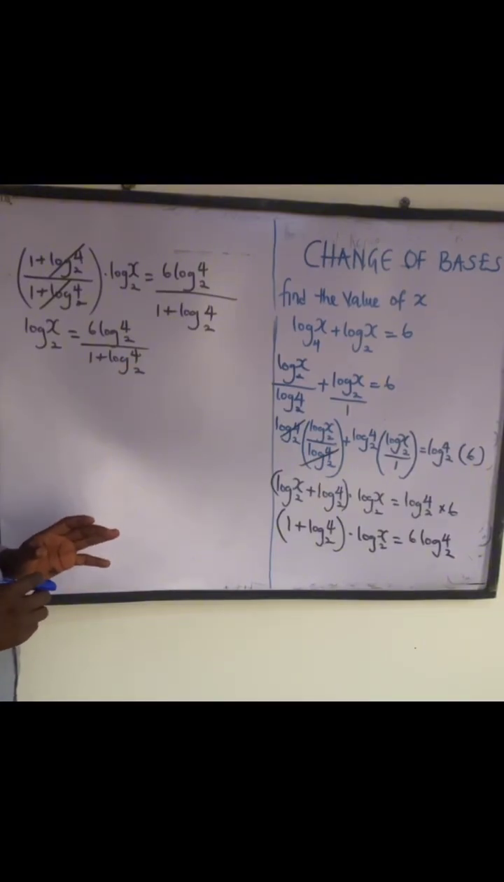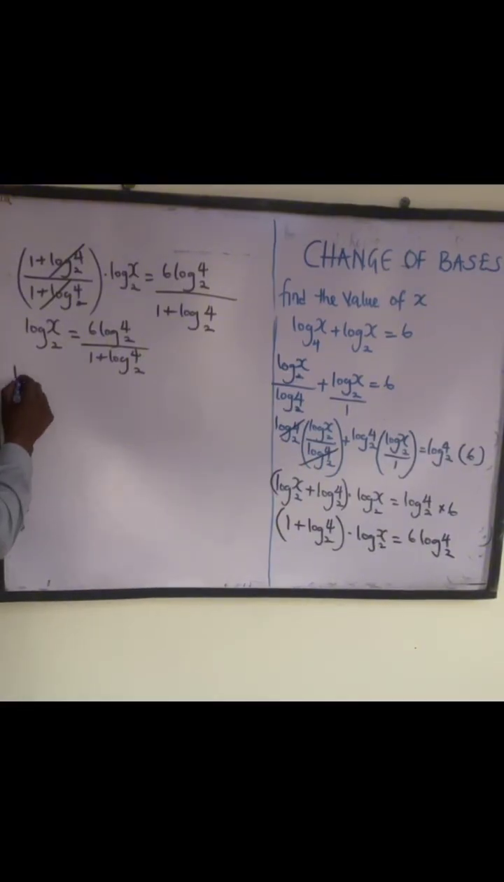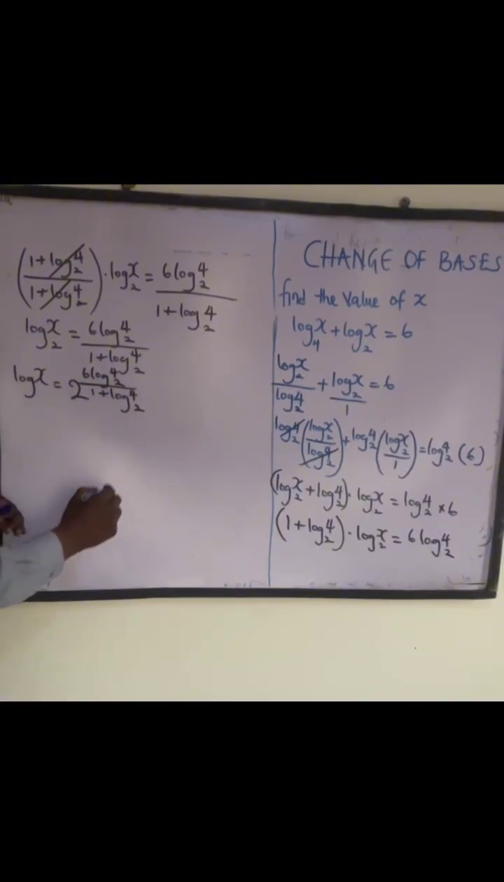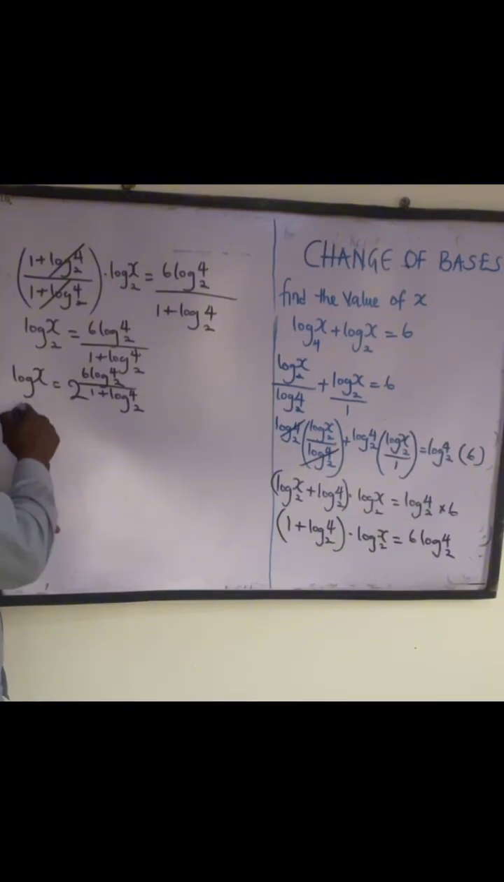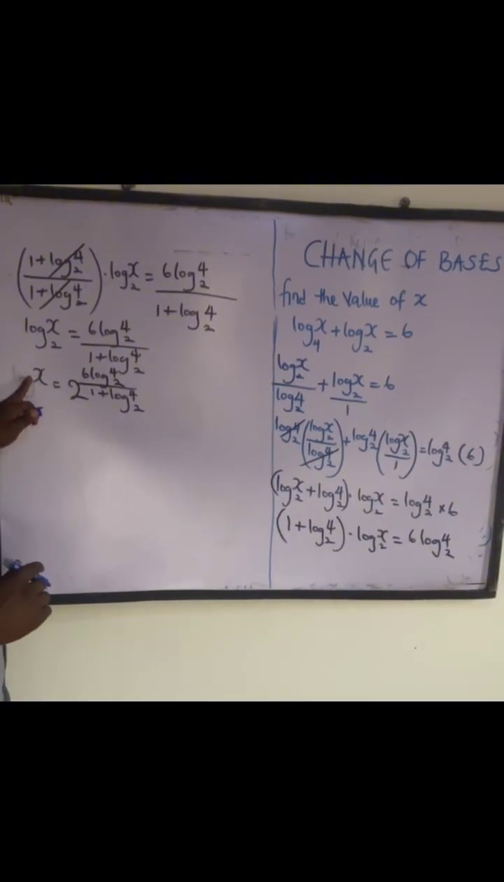Then according to the law of logarithm, for log of x in base 2, this base will be raised to the power of this. Therefore x will be equal to 2 raised to the power of 6 log of 4 in base 2 divided by 1 plus log of 4 in base 2. Of course, this log will be cancelled out. So the next thing to do is to simplify the power. So how do we simplify the power?